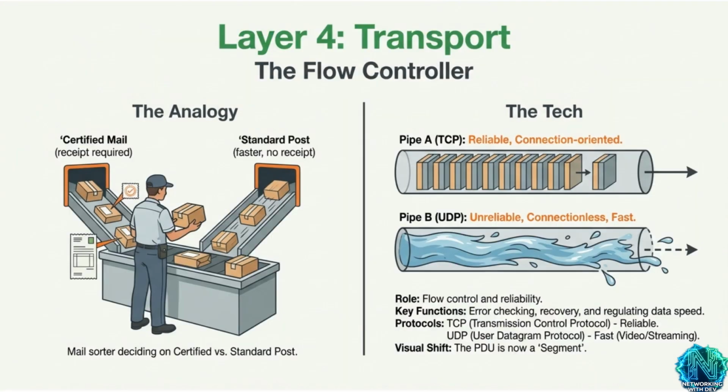Moving from the management of the session, we descend into the engine room of the communication process, layer 4, the transport layer, known as the flow controller. As you can see in the analogy on the left, imagine a mail sorter at the post office deciding how to send your package. Should it be sent as certified mail, where a receipt is required to ensure it arrived, or as standard post, which is much faster but offers no receipt of delivery?